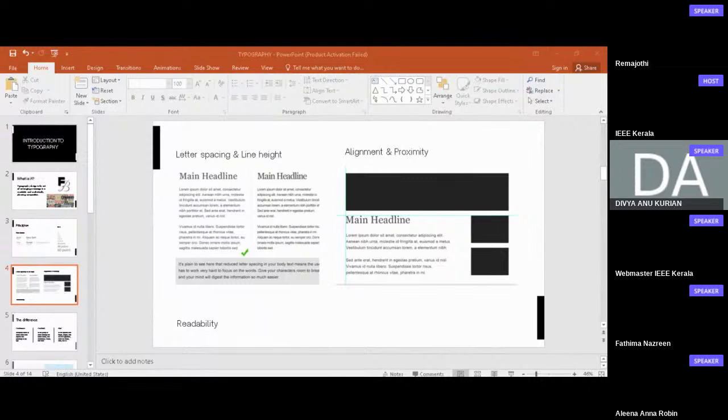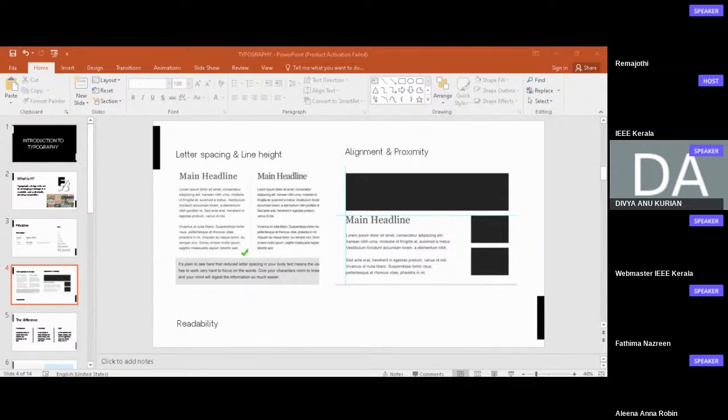So I was just mentioning what letter spacing and line height are. If you could see the content here, the one which I mentioned over here, this one has the optimum line height and the line spacing. Otherwise, it's going to be very hard for us to read.